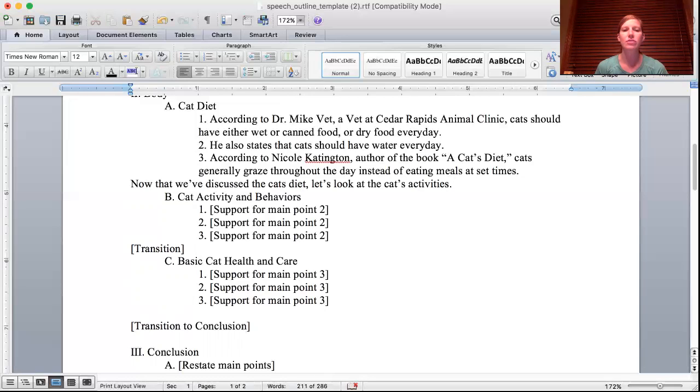This is one area that students tend to really lose a lot of points on speeches for, having really clear connective statements. Now again, you don't have to be this specific, this cheesy of, you know, now that we've discussed this, let's look at this. You can be a little bit more creative with it, but ideally you really want to try to connect those main points. So you'll have one sentence that discusses the cat's diet and activities together. That connects it together, connective statement. So I don't really like the term transition as much as connective statement.